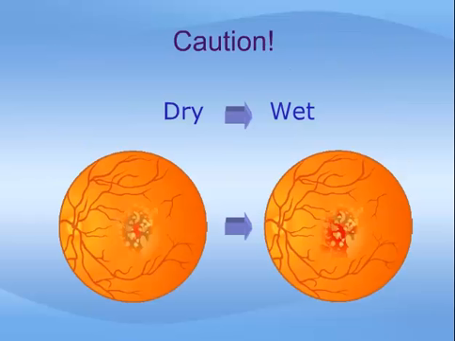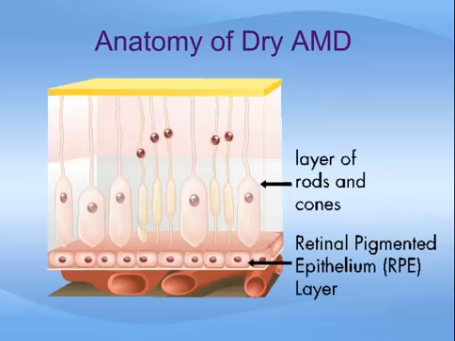Over time, dry AMD can progress to wet AMD, causing significant vision loss. Regular eye exams can help prevent or delay this progression. The retina contains millions of photoreceptors, rod and cone cells, that pick up light and transmit signals to the brain for processing images. Nourishing the photoreceptors is a layer of cells called the retinal pigment epithelium, or RPE. AMD damages the RPE, starving the photoreceptors of nourishment and causing vision loss.